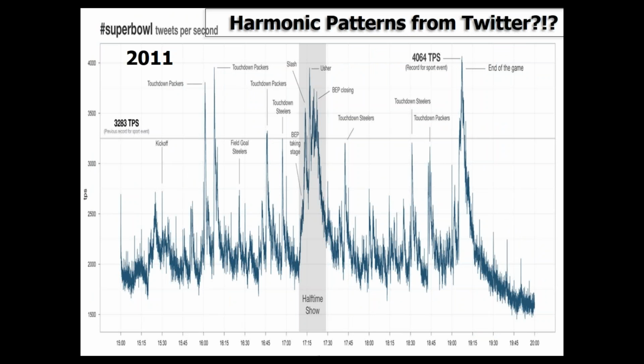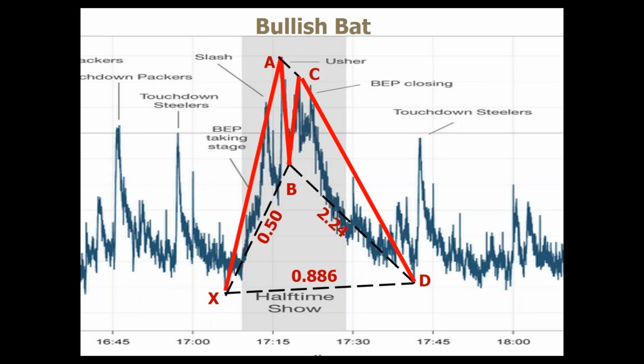Now going back a couple years to the Super Bowl, here's a chart of tweets per second. Now where are the patterns here? I mean, impossible, right? How could I know where important turning points of tweets per second in a Super Bowl may occur? Well, there's one, a bullish bat pattern where remarkably at the 88.6% ratio, that is the lowest point of the bat pattern, we experienced a surge up and where a touchdown was the result.